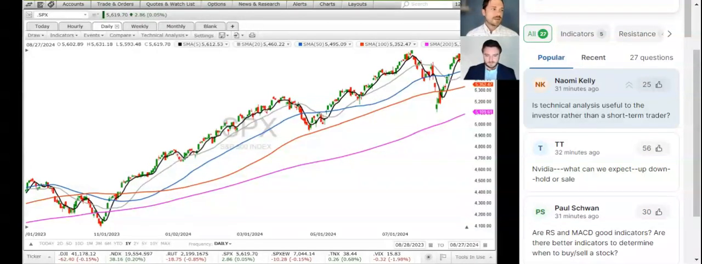There was a question that came in to the Q&A asking about, hey, is technical analysis useful to the investor rather than the short-term trader?